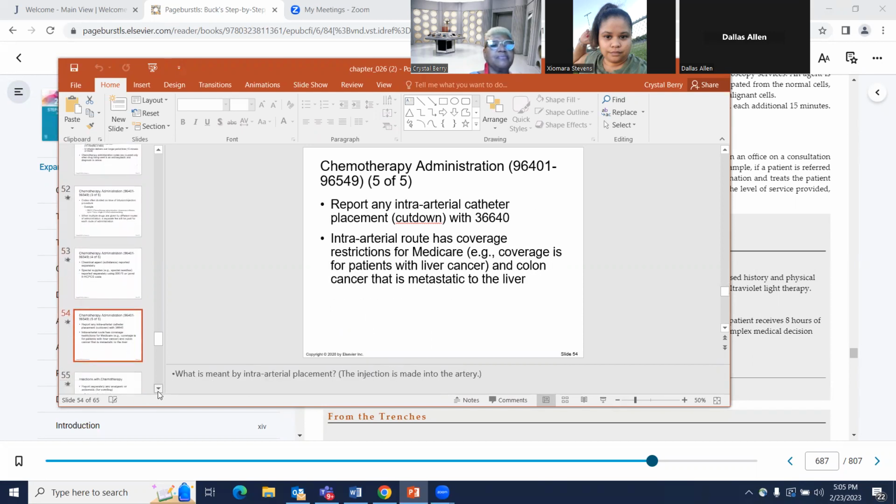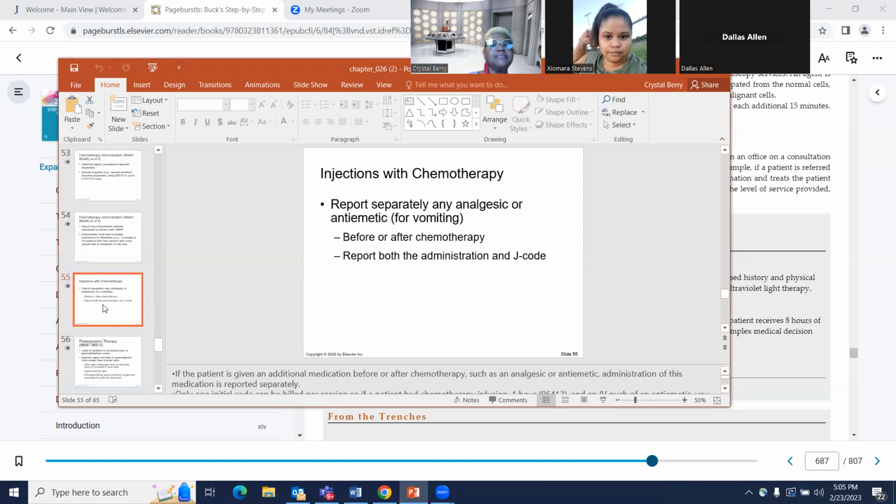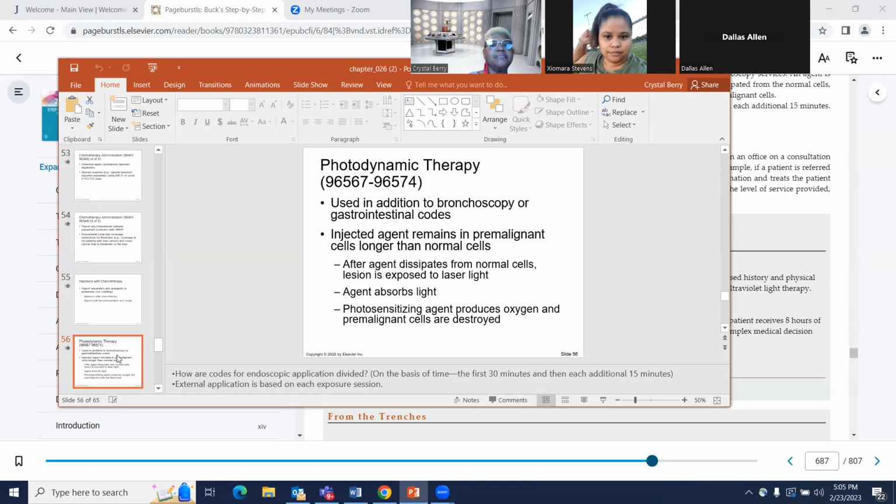Application. Code base 97010. All right, Dallas, what page are you on? 834. Okay, so that top part, it should say modalities. Does it say that? Yeah.